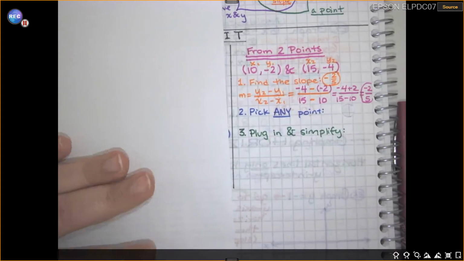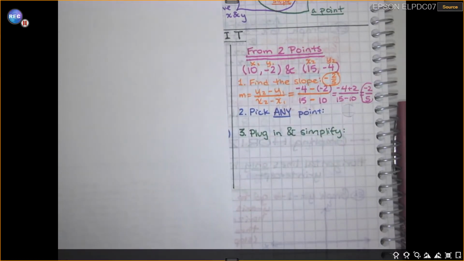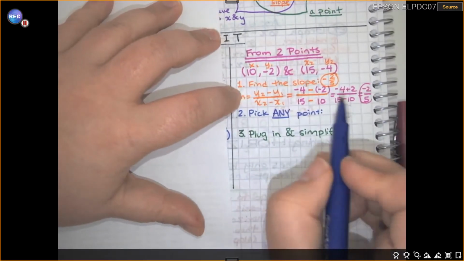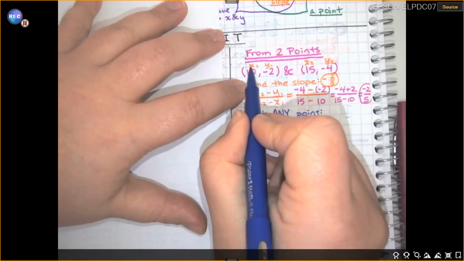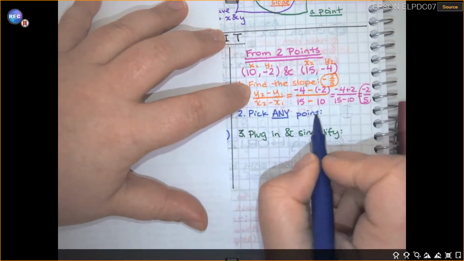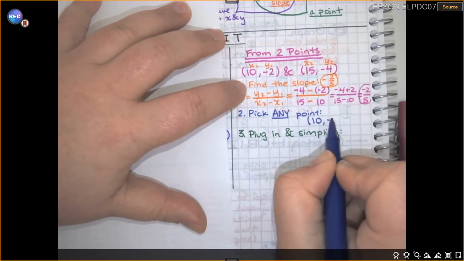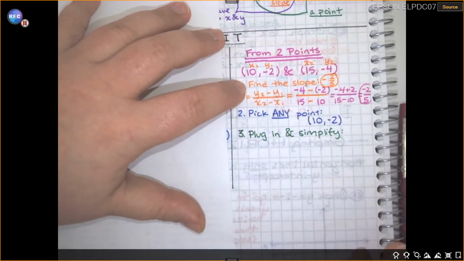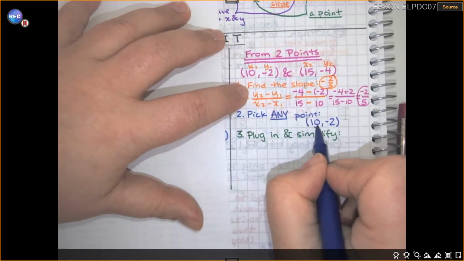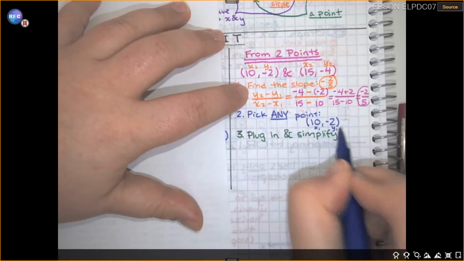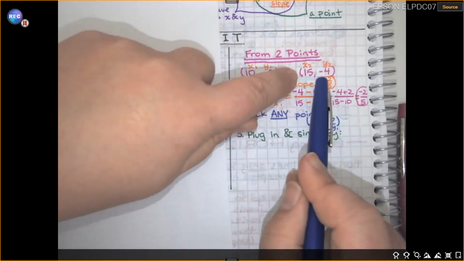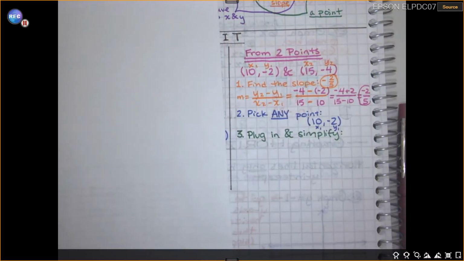Then it says pick any point. It does not matter which point you pick, so I'm just going to pick the one that already has an x1 and a y1. Sure, why not? So this is 10, -2. Okay, so again, that's x1, y1. Okay, you can pick this one. You will still get it correct, just so you know. And all of these, if you pick a different point, that's fine. Just make sure that you simplify and plug in correctly.